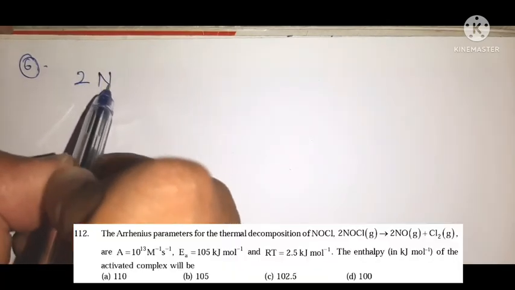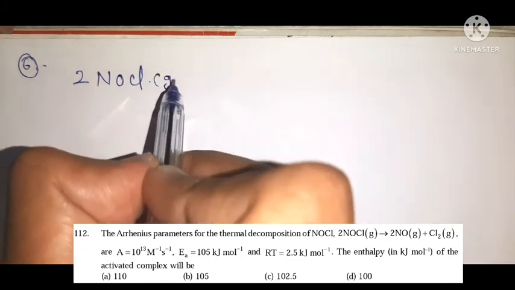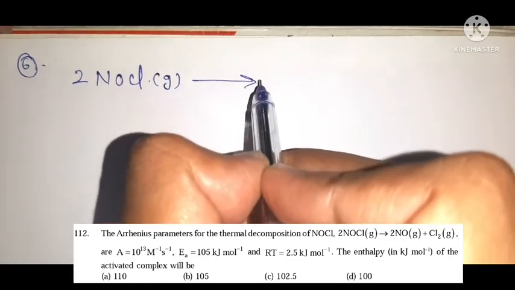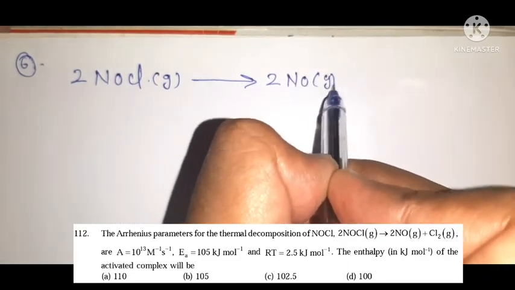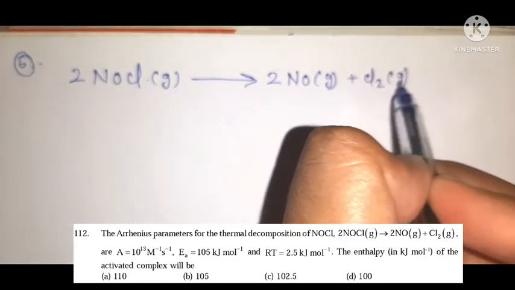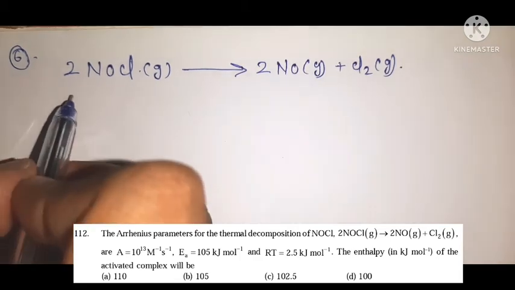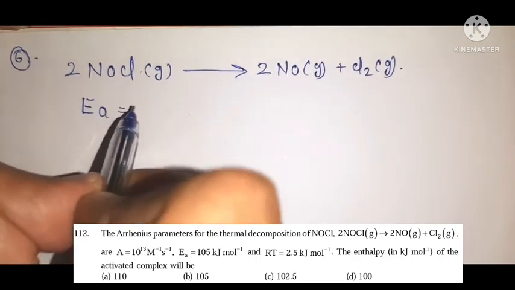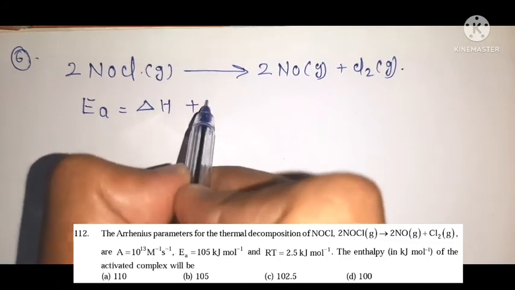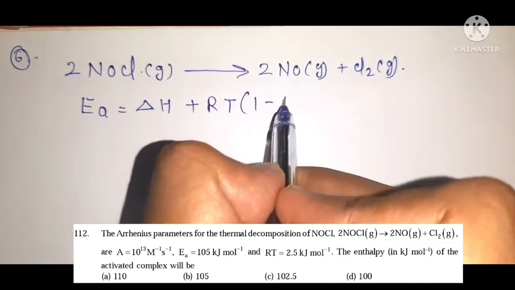The reaction is 2 moles of NOCl gas converts into 2 moles of NO plus 1 mole of Cl2. Okay, this is the question. You must find the value of enthalpy of the activated complex. So friends, we all know the thermodynamic relation between the activation energy and the enthalpy of the complex. The relation states that the activation energy is equals to delta H plus RT 1 minus delta Ng.